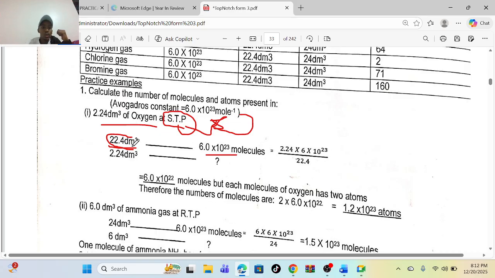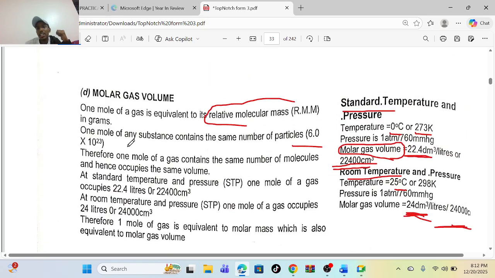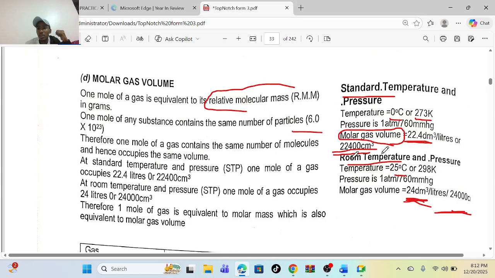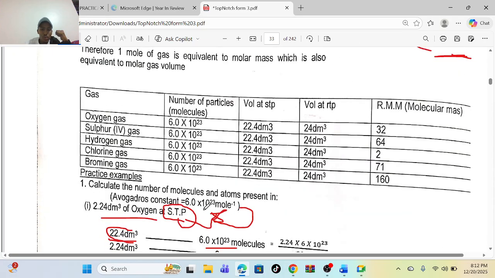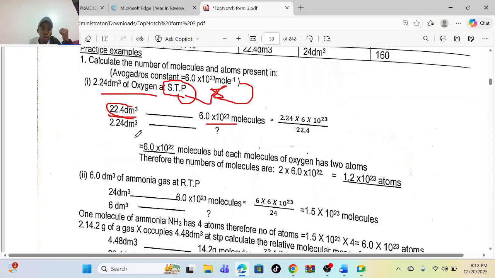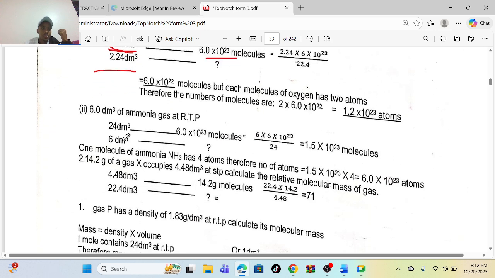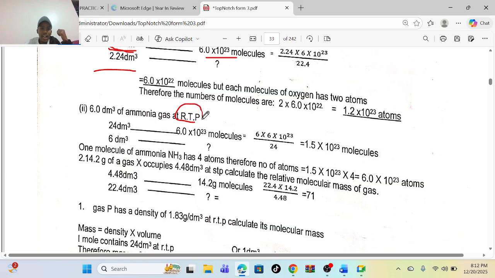So tunasema if 22.4, na 22.4 natoka wapi? Ni STP. So if 22.4 is equal to 6.023 times 10 raised to power 23, what about 2.24 decimeter cubed? Look at this, at RTP wametuambia. So RTP volume ilikuwa ngapi? Ilikuwa 24. So tunasema 24 is equal to 6.0 times 10 raised to power 23 molecules. What about 6 decimeter cubed? So unapata answer yako.